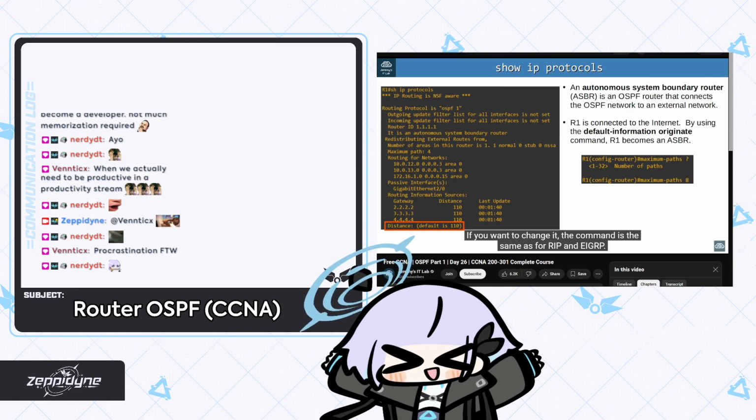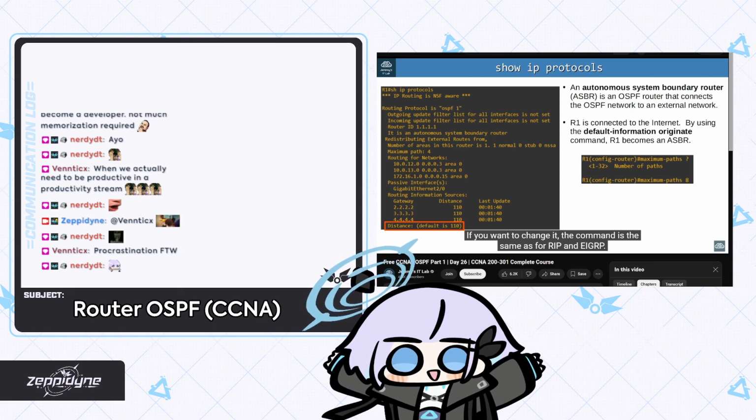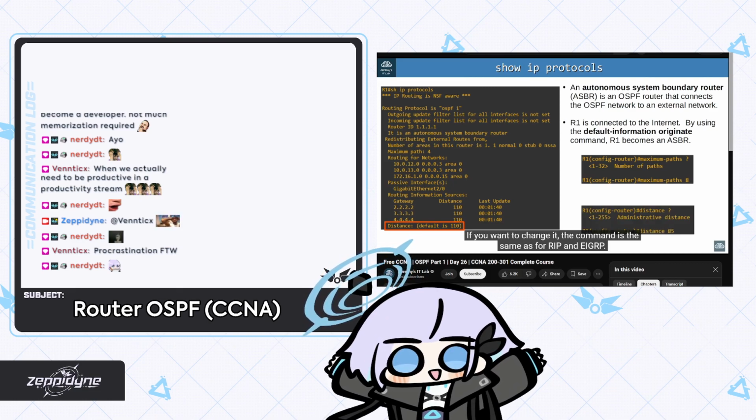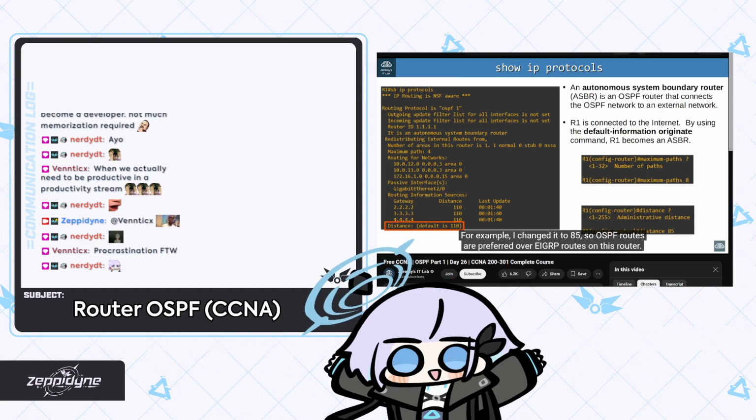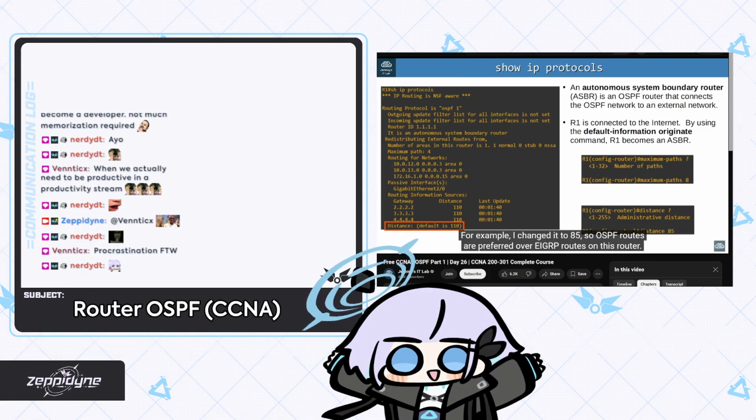AD is administrative distance. It's the same as for RIP and EIGRP. From OSPF configuration mode, just use the command distance. For example, I changed it to 85, so OSPF routes are preferred over EIGRP routes on this router.